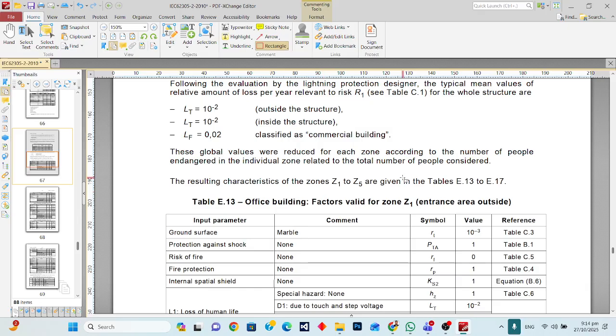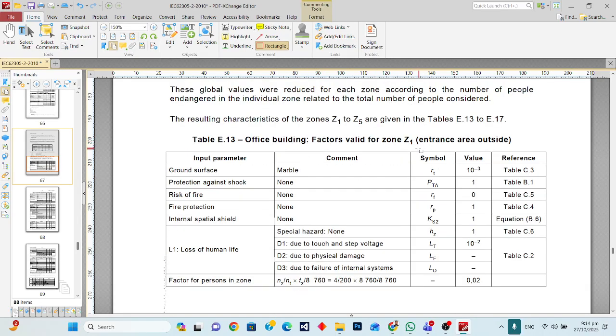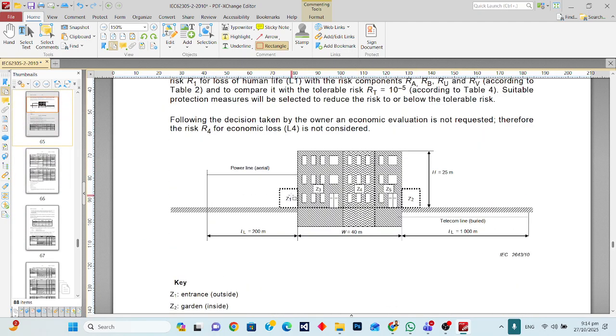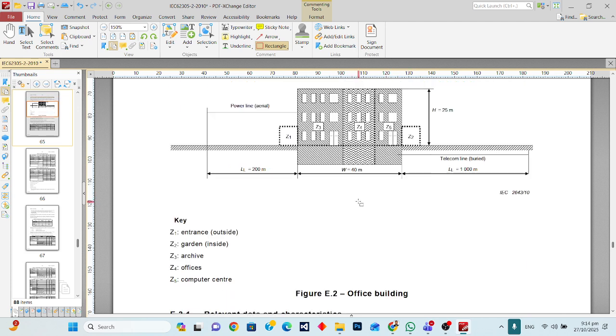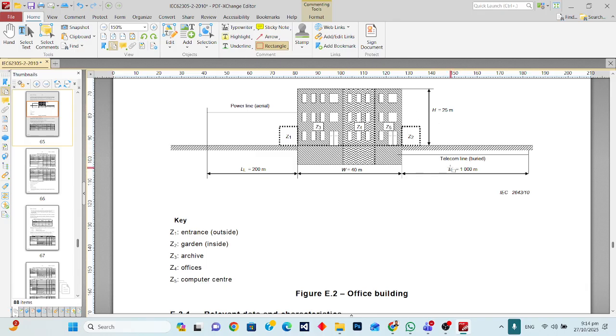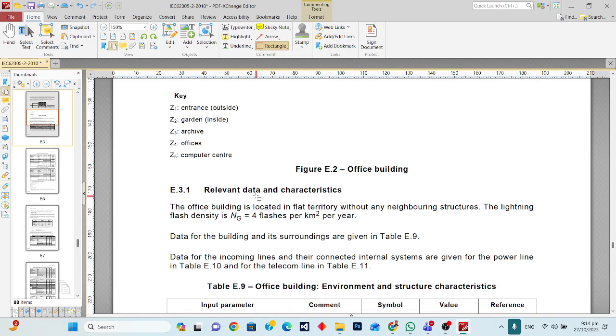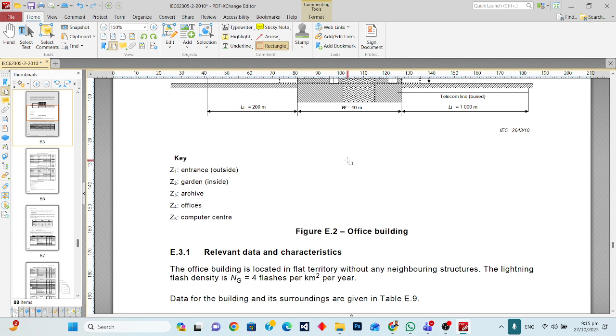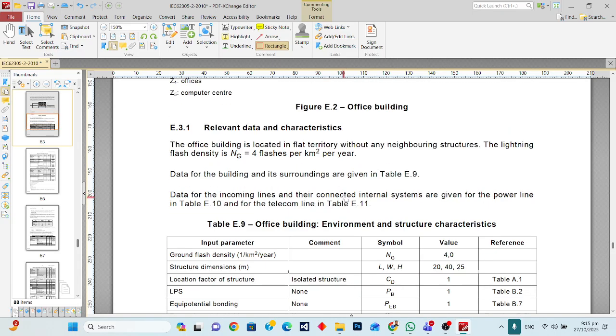Now in the office building, they have an office building factor valid for zone Z1. Then they have mentioned Z3, Z4, Z5, and Z2, and divided the zones. Z1 is basically the entrance outside, Z2 is the garden inside, Z3 is the offices, and Z5 is the computer center. So they have made a case study and divided it. Also the transmission line buried, and length, and the power line aerial. You can search for these case studies.